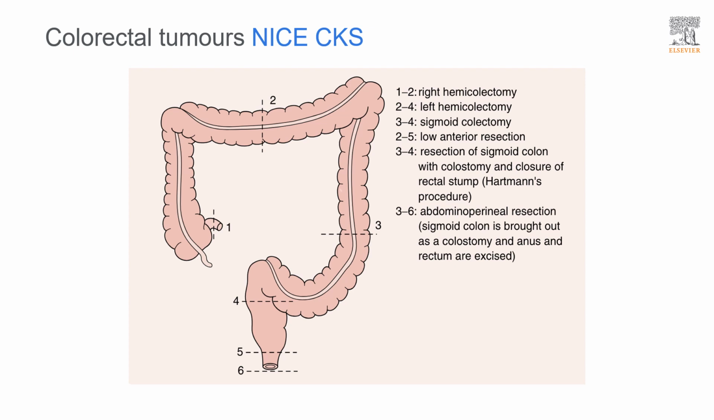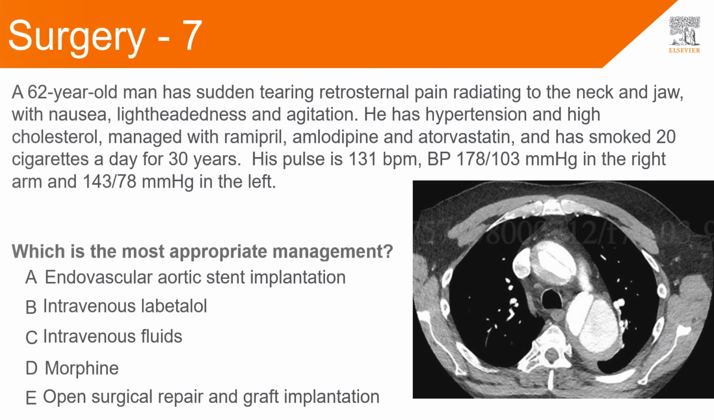Surgical management options are dictated by the location of the lesion in colorectal carcinoma. This image demonstrates at which locations which surgical procedure would be performed, with right-sided large bowel lesions being managed with the right hemicolectomy, left-sided lesions with the left hemicolectomy, and those involving the sigmoid or the rectum managed with a sigmoid colectomy or a low anterior resection.